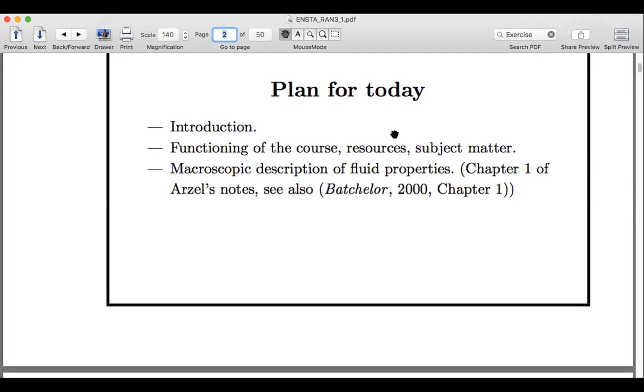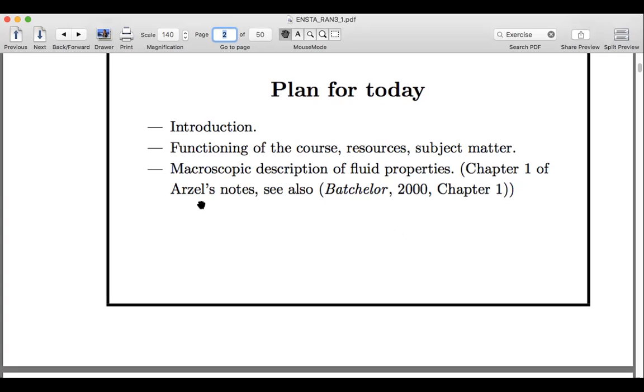Maybe I'll start with mentioning the resources for the class. So my favorite textbook on fluid mechanics is this. It's an old classic textbook by Batchelor. And unfortunately, the people who are not here can't see this, but I'm just holding up the book from Batchelor. I actually have the original 1967 version of the book, but there is a more recent version. And mostly we just need chapter 1. There's also course notes that I'll call Arzel's notes because they're written by a colleague of mine from UBO called Olivier Arzel, who wrote them.